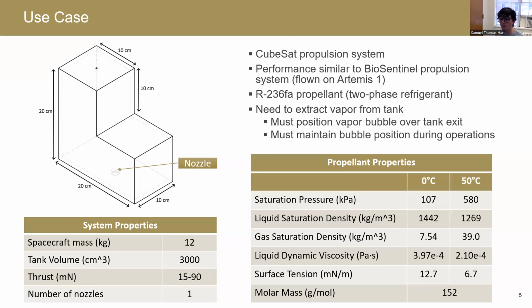So I have a little bit of information about the system and the propellant listed here, but the big takeaways are, first, the thrust level is fairly small. We're looking at 15 to 90 millinewtons, and that thrust level varies with the temperature of the system. Next, the propellant properties. Again, I just want you to take away that they vary a lot across our operating temperature range. This is partially because we're stored as a saturated mixture, so we're always at our saturation pressure, which again varies fairly dramatically with our temperature range.